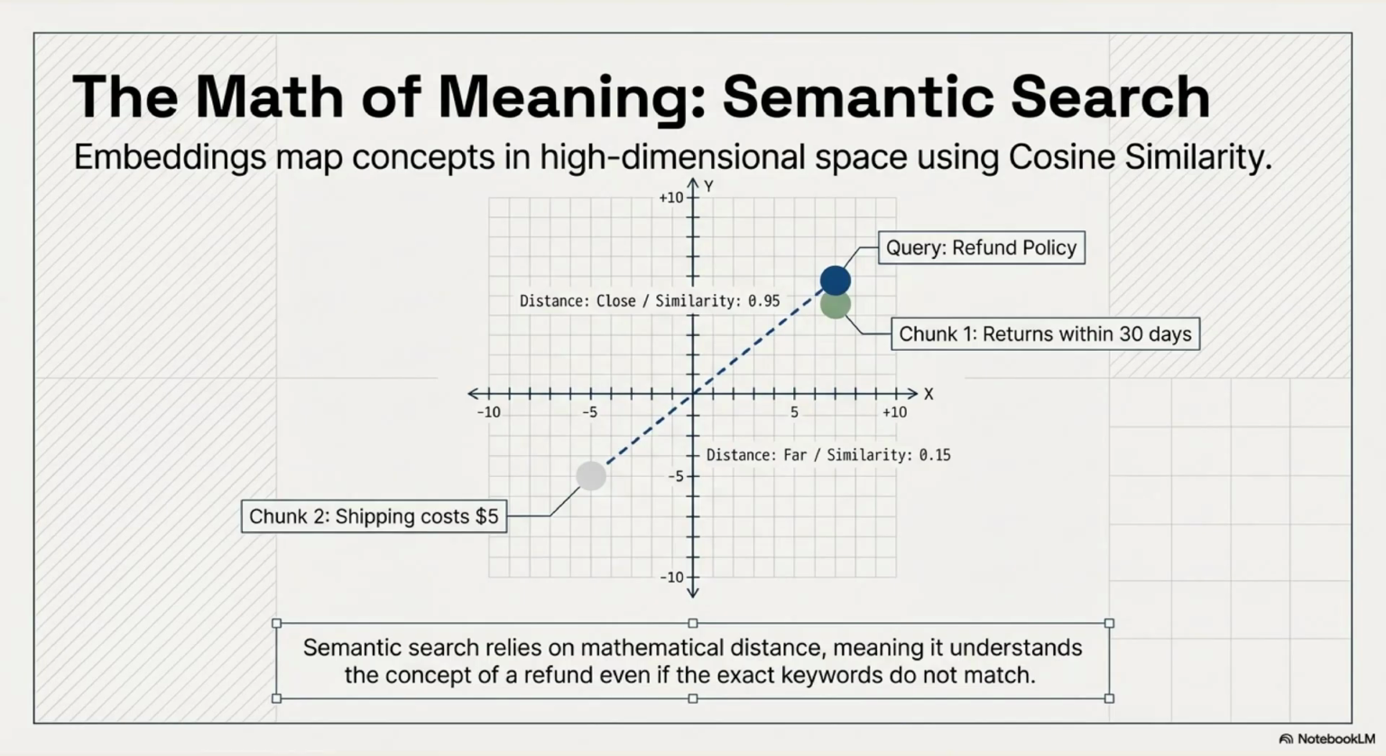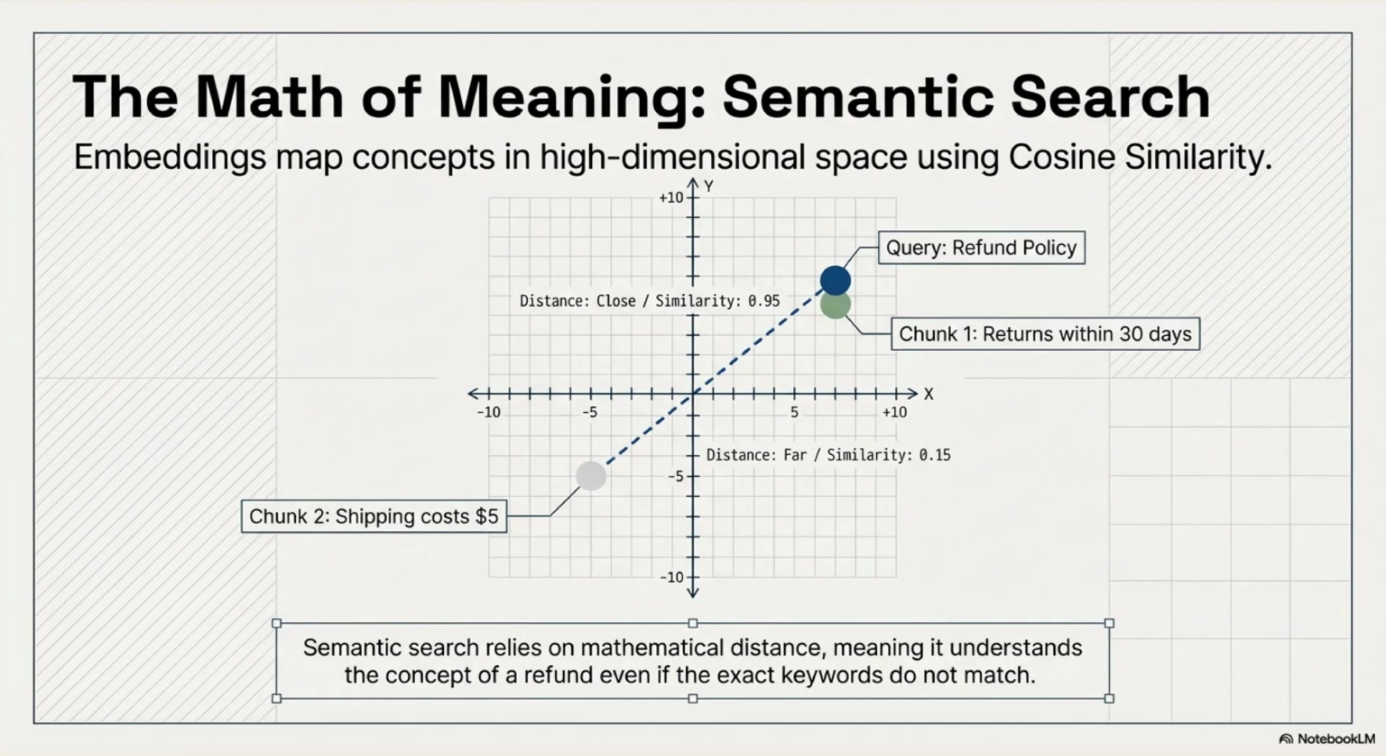This slide unlocks the mathematics behind why semantic search actually works. The title is The Math of Meaning, Semantic Search. Embeddings map concepts in high-dimensional space using cosine similarity. I want you to look at the plot on this slide carefully. It's a two-dimensional graph, but understand that in reality, embedding models operate in hundreds or thousands of dimensions simultaneously. We're simplifying to 2 dimensions to make it visible.